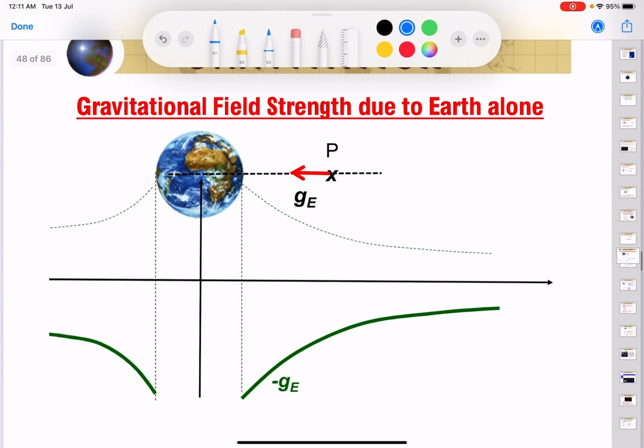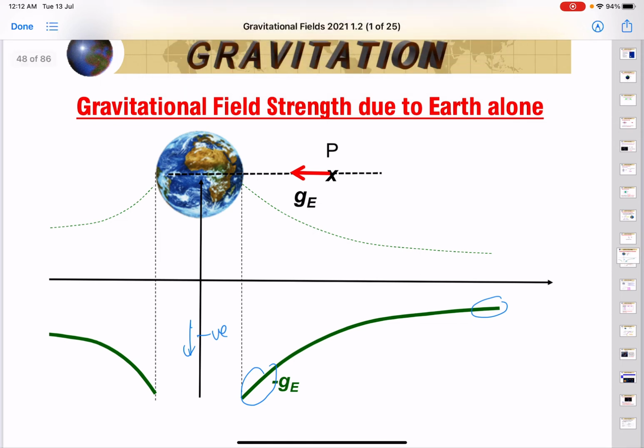What about the gravitational field strength due to the Earth alone? Okay, so Ge is now towards the left. Remember, we have taken right as positive. So gravitational field strength towards the Earth is negative. It's going to be a greater negative value near the surface of the Earth and a smaller negative value far from the Earth.